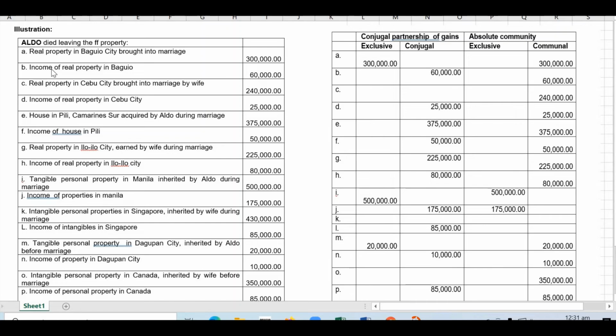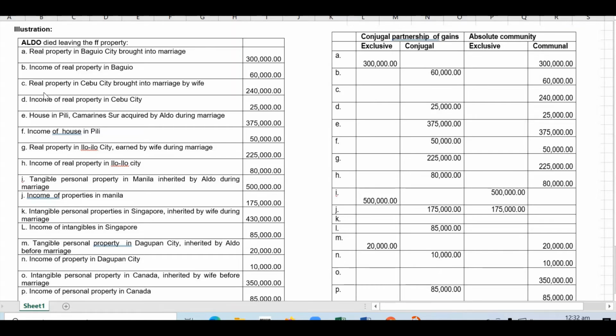Okay? Next, income from real property in Baguio. In conjugal partnership of gains, income is always conjugal. Always. Whether exclusive property or conjugal property, the income is conjugal. However, in absolute community, it is parallel. If the property is communal, then the income is also communal.